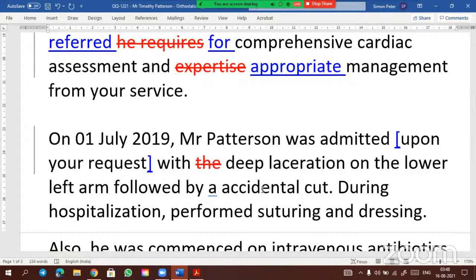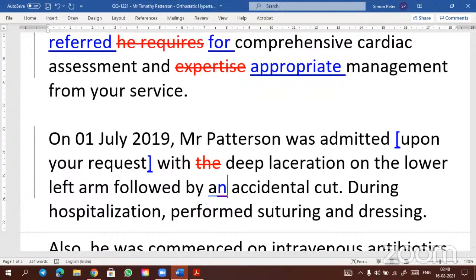With a deep laceration on the lower left arm, followed by an accidental cut. Okay. Followed by an accidental cut. Laceration means cut. Accidental cut. Deep cut on the lower left arm followed by an accidental cut. What do you mean by deep cut followed by accidental cut? Cut followed by cut. What do you mean by that? Laceration means cut. Deep laceration, that's what Cambridge Dictionary says.